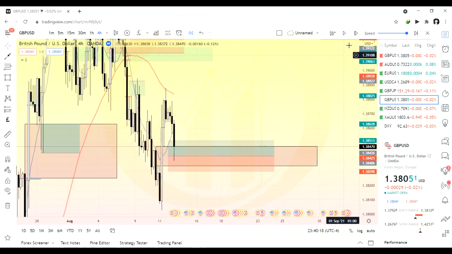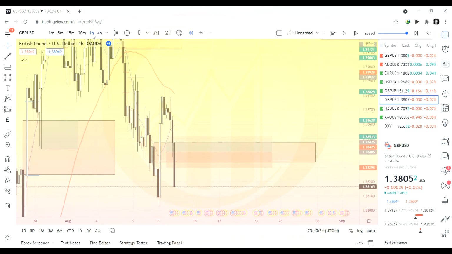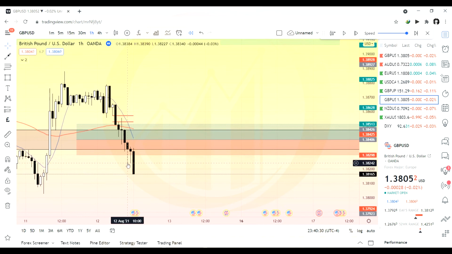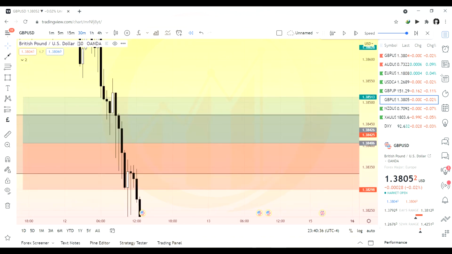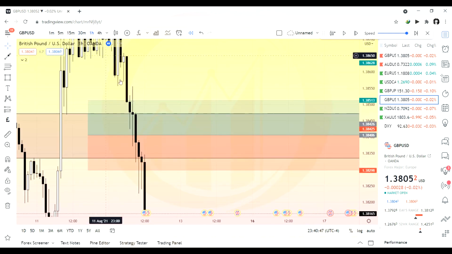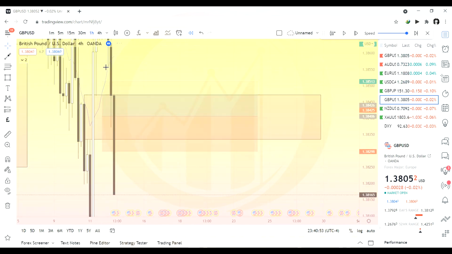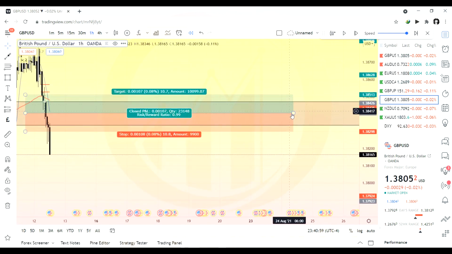Right, got our entry, and we lost our trade. However, you're getting the gist of what we're doing here. Did it hit TP? Oh, it actually hit TP. Right here. Let's go down to the 30-minute. Did we? No, we didn't. However, you're catching the gist of what we're doing here. And it's a very simple strategy that you can use.